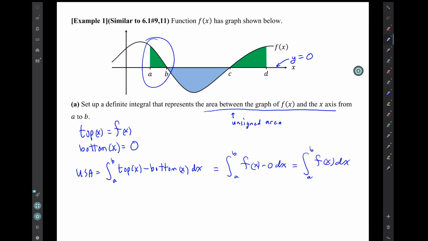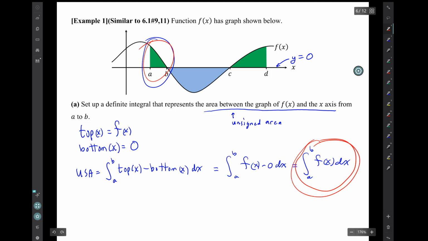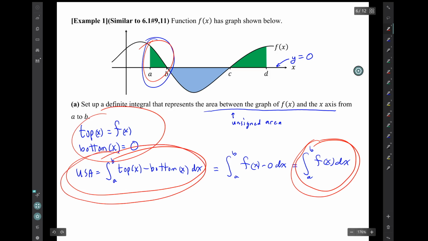In the end, the unsigned area is given by the same integral that we would use to compute the signed area of that green region. That makes sense. That green region is above the x-axis, so we know that its signed area will be a positive number. So it makes sense that we would just use that integral to find the positive number that's the area of that green region. But it's useful to work with that theorem and get used to identifying the top and bottom functions, setting up the formula for this integral, and then seeing what unfolds.